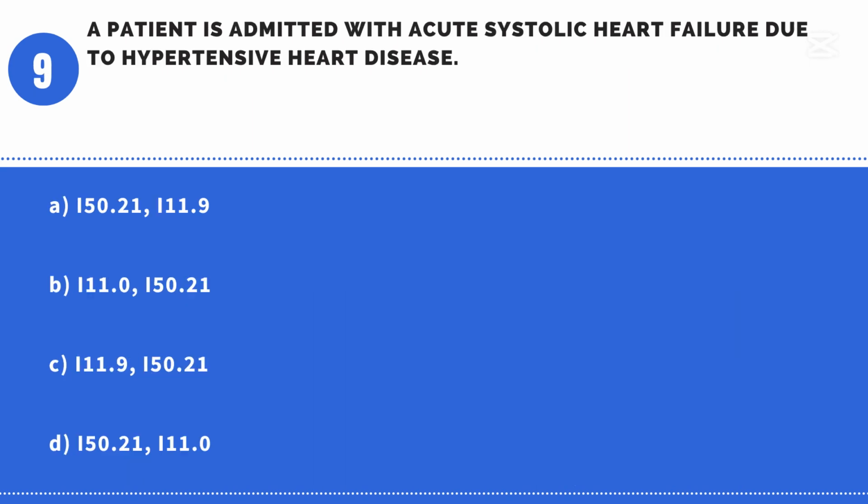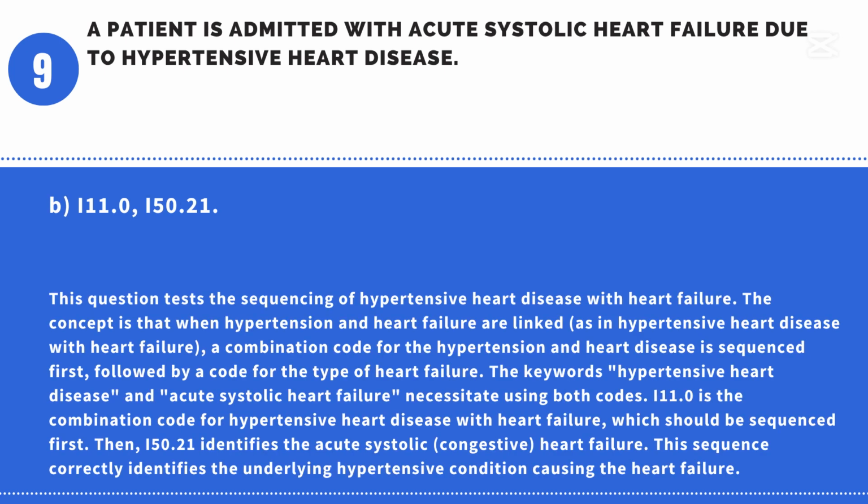Question 9. A patient is admitted with acute systolic heart failure due to hypertensive heart disease. A. I50.21, I11.9. B. I11.0, I50.21. C. I11.9, I50.21. D. I50.21, I11.0. Answer: B. I11.0, I50.21. This question tests the sequencing of hypertensive heart disease with heart failure.